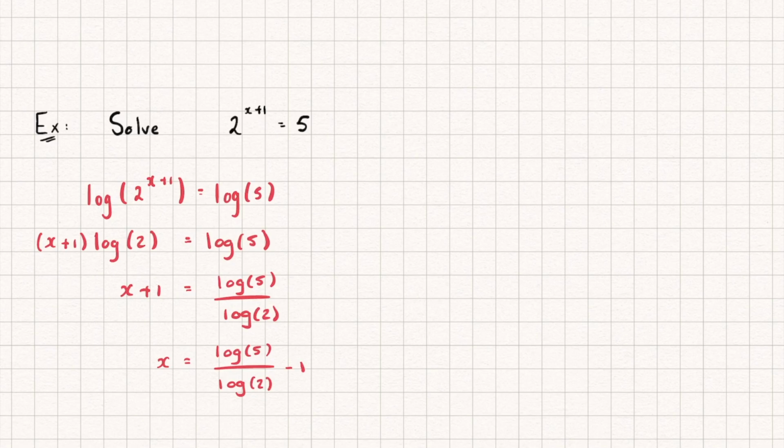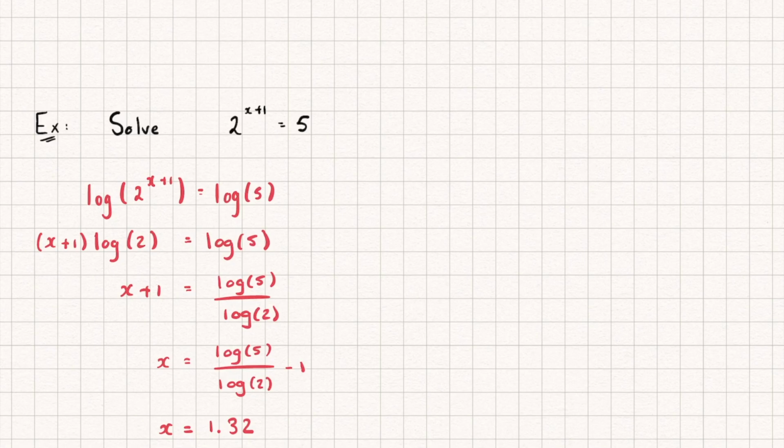Now, if you're familiar with the change of base, then you could simplify this a bit more, but if you want to leave your answer exact, you could leave it like this. As a decimal, I'm just going to type this exactly as it is into my calculator. So it's log 5 over log 2, subtract 1, and to 2 decimal places I get x is equal to 1.32. So I've found my solution, x.